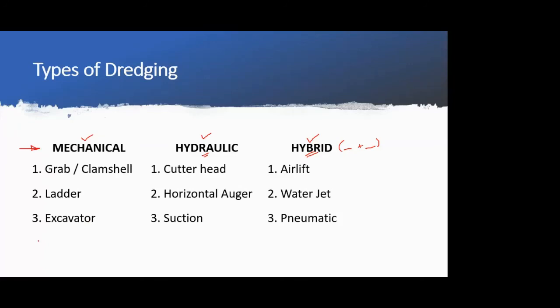Okay. So in mechanical, you have these three types: grab or clamshell type, ladder type dredging, or excavator dredging. In hydraulic, we will be studying cutter head, horizontal auger, and suction. And then in hybrid, we have airlift, water jet, and pneumatic. So these are the types of dredging that we are going to cover in detail from the next class itself. So for now, I'll stop here.